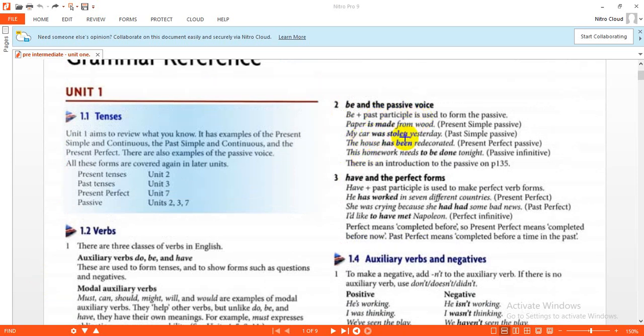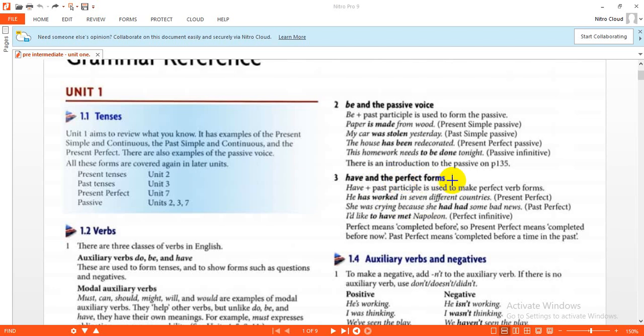My car was stolen yesterday. Past simple passive. The house has been decorated. Present perfect passive. This homework needs to be done tonight. اللي هو passive infinitive.